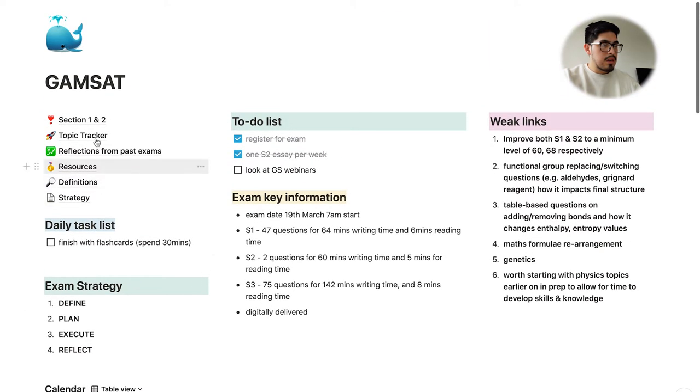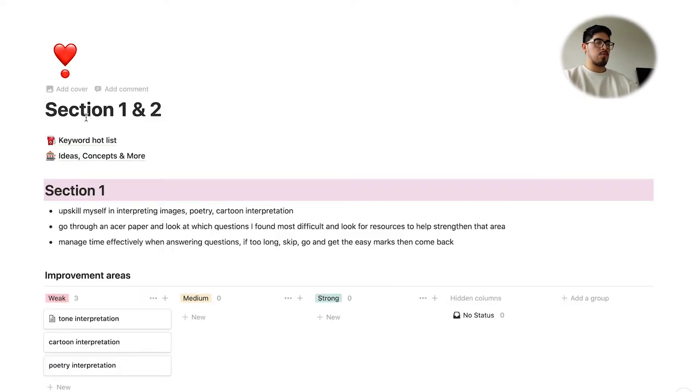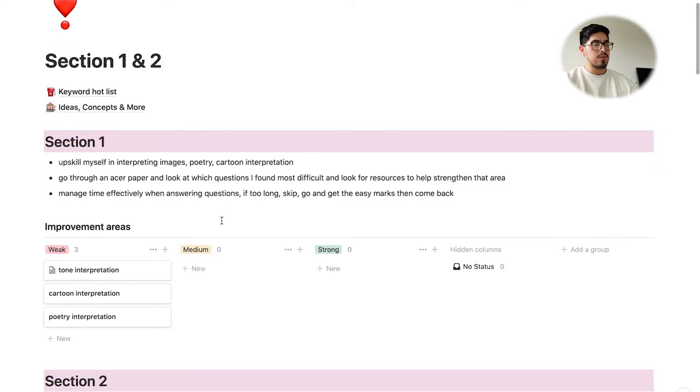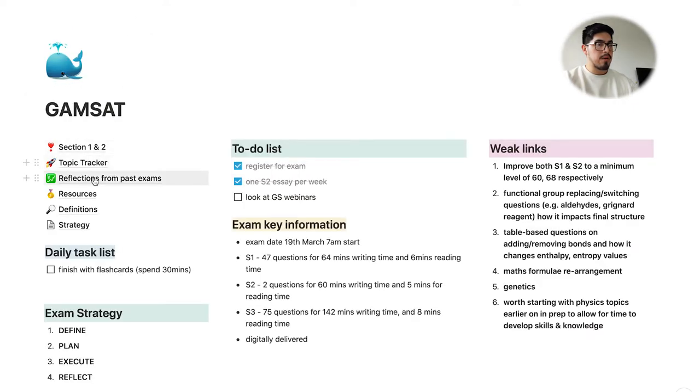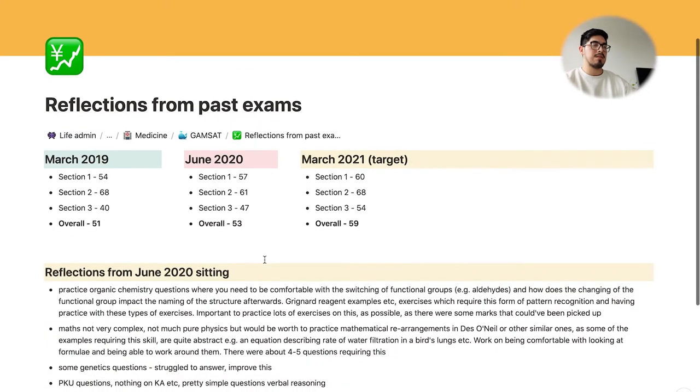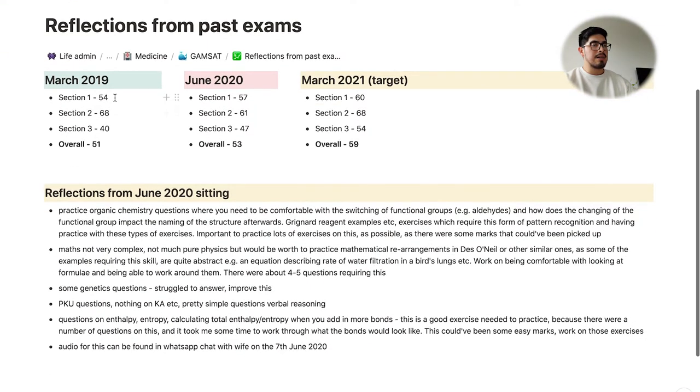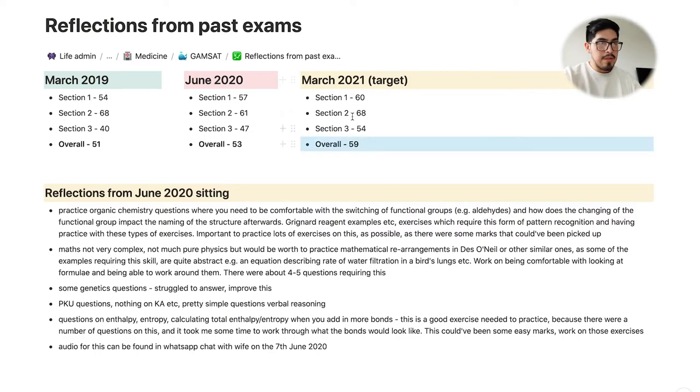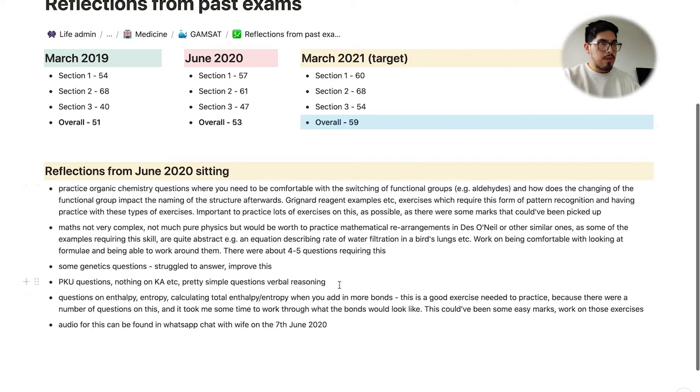Now, what I did for section one and two was that I needed to improve it. So I had achieved a specific grade before, which I think makes more sense for me to show first. If I go to reflections from past exams, what I did was basically tabulate my last score, and then I put a target, and thankfully I actually exceeded this target. And then also the reflections from my last sitting.